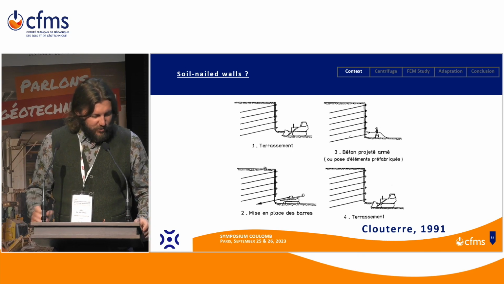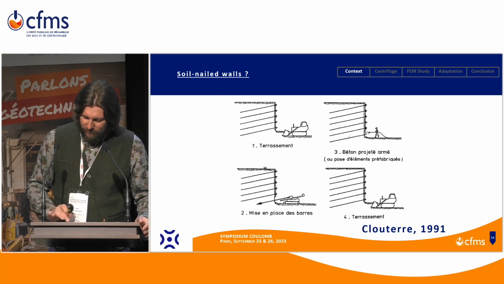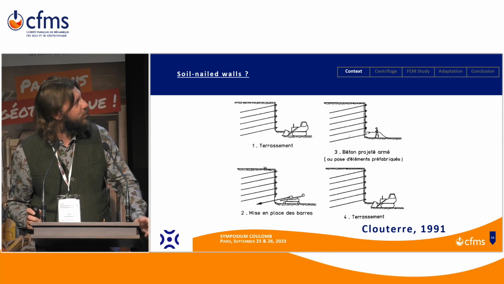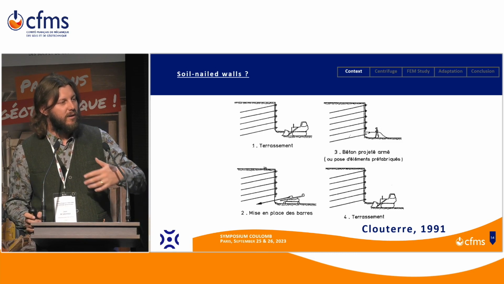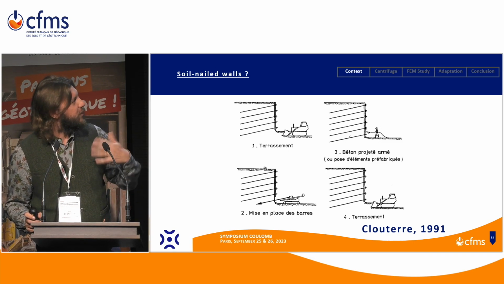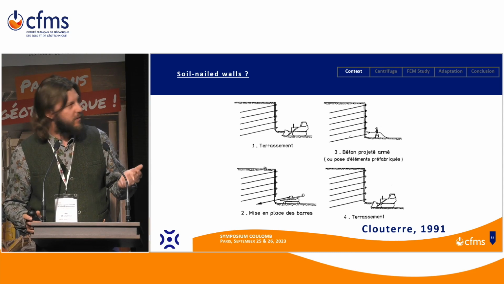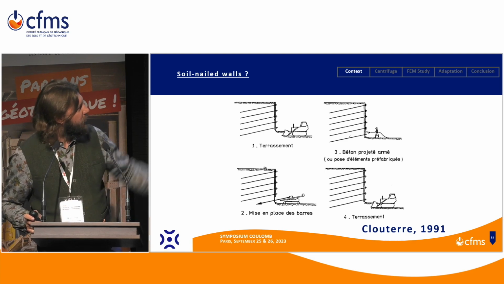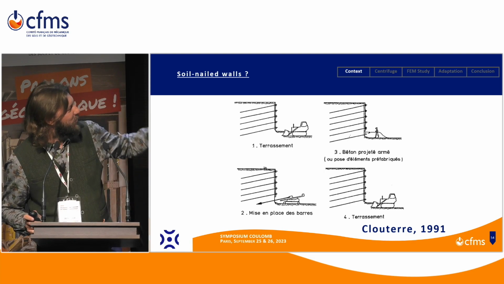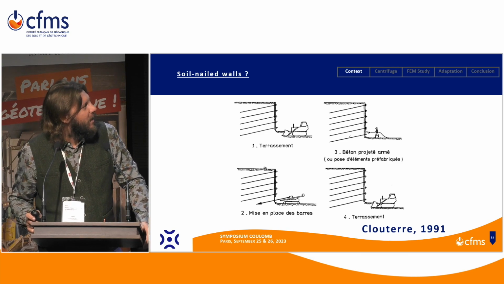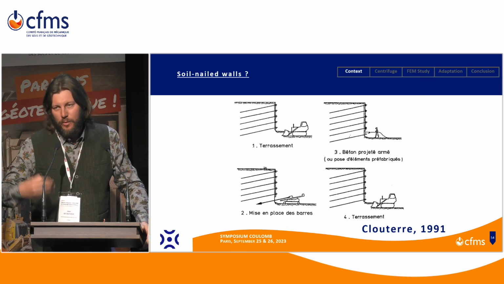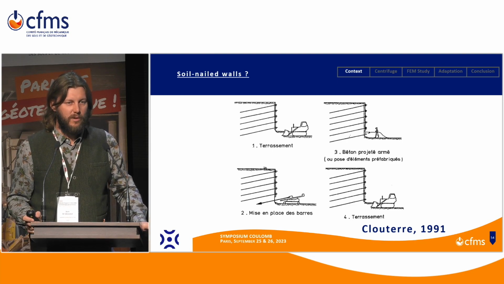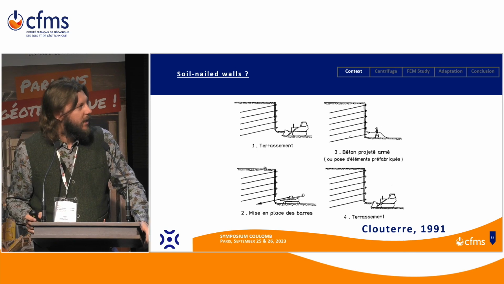So what exactly is soil nailing? It's done with the soil which is in place. You are not bringing backfill. So first of all, you excavate one lift, then you put the nail in the soil. The pictures are 1, 2, 3, 4. You put the nails in the soil, and then you put in place the facing. The facing is very often shotcrete, which is concrete projected.